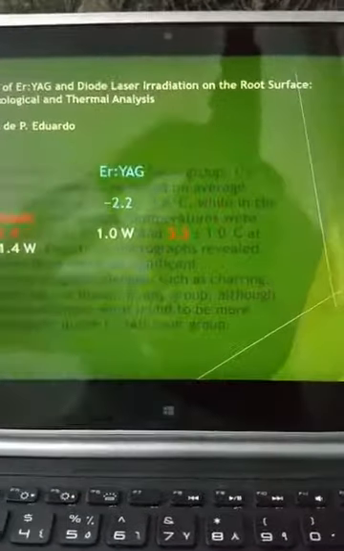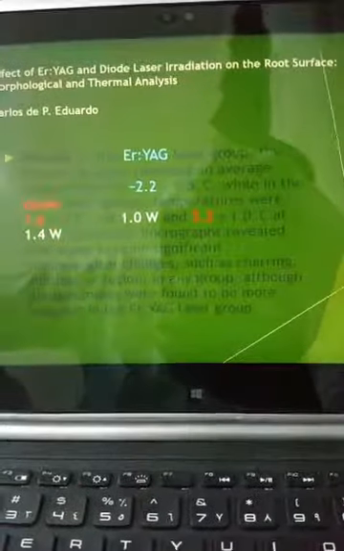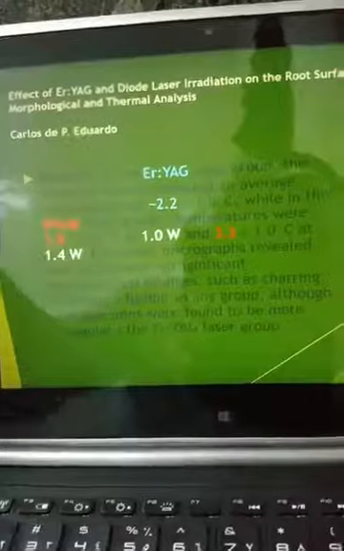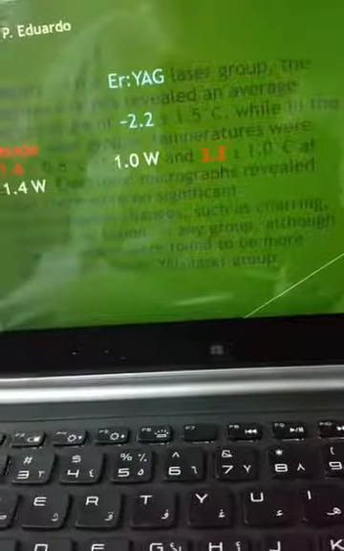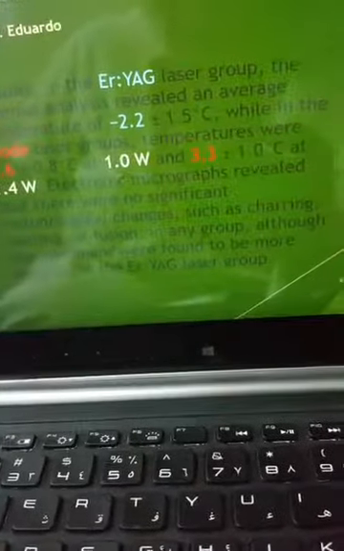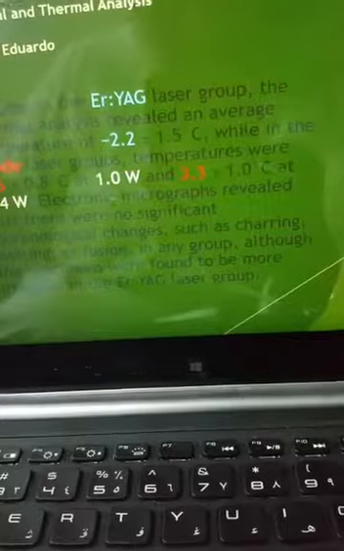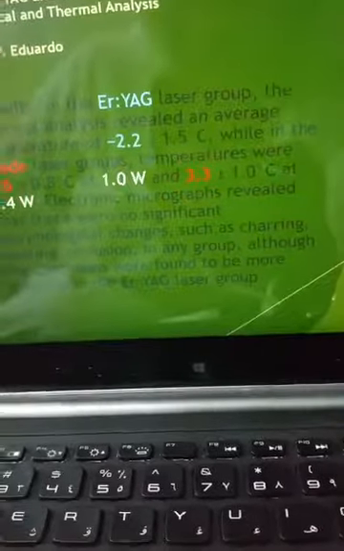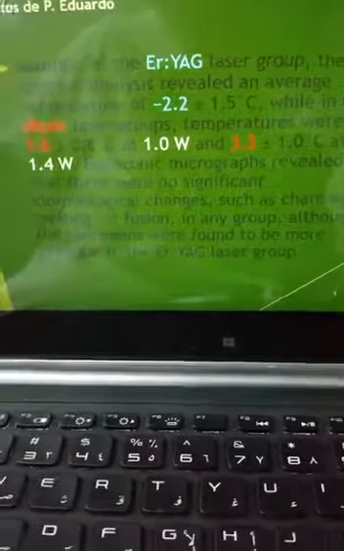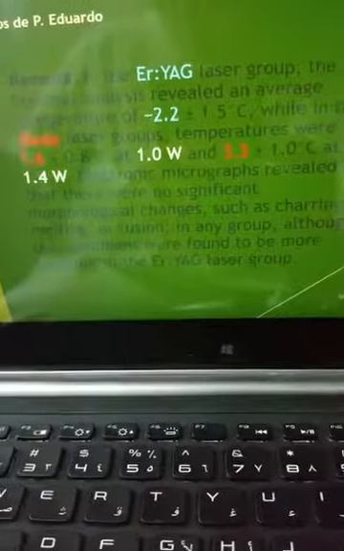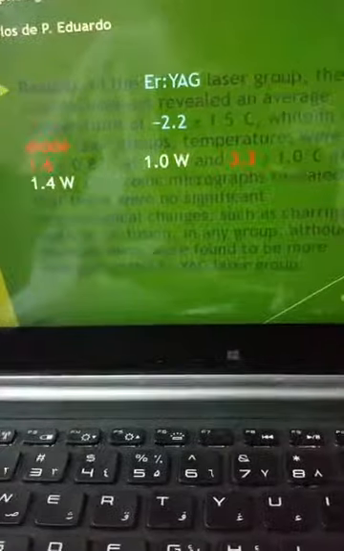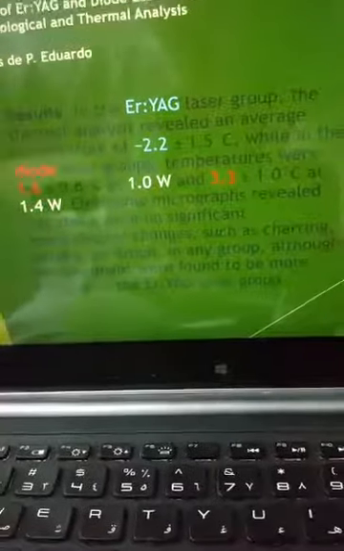Professor Carlos Eduardo in Brazil did a study on the effect of the laser on the pulp, and he found that the erbium laser changed the pulp temperature by about minus 2 degrees, compared with the diode, which increased the pulp temperature by 1.6 degrees. This is an advantage for the erbium laser.